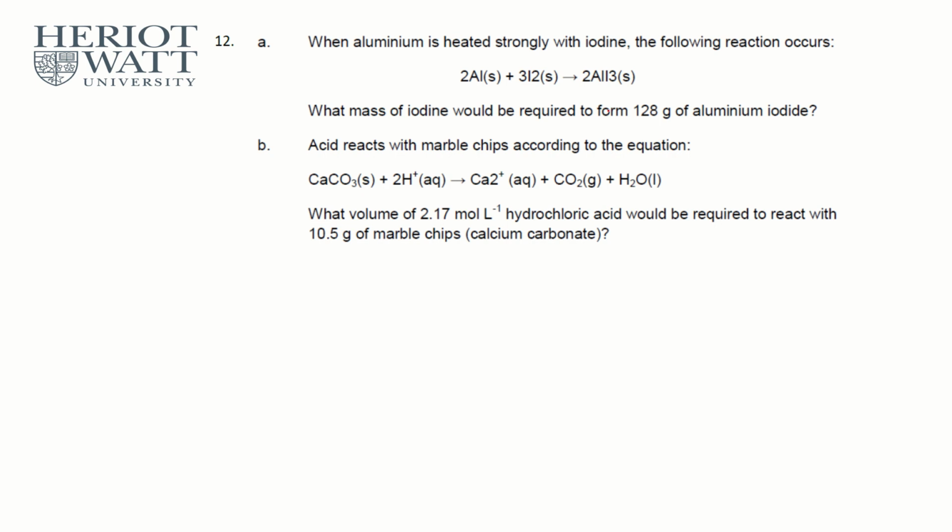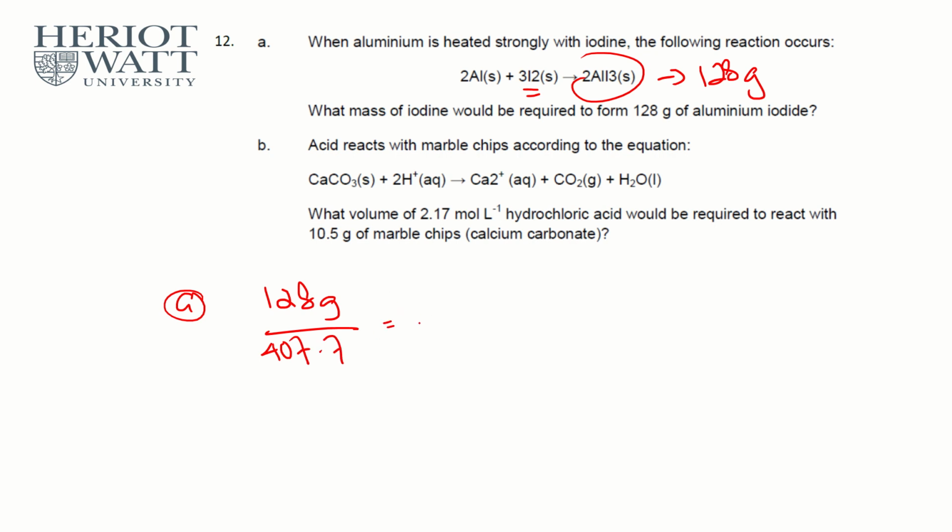All right. So now, aluminum iodide, you need to prepare 128 grams of aluminum iodide. I need to prepare this. Okay. So what is the mass of iodine needed? Okay, let's solve part A. So first, we need to calculate the mole of aluminum iodide. I'm given 128 grams over the molar mass, which is 407.7 for AlI3. You will get the mole of 0.314 moles of aluminum iodide.